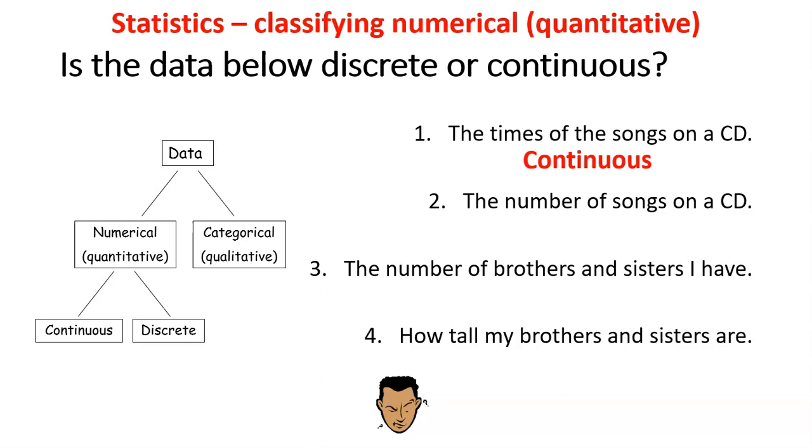Okay. The number of songs on a CD. Now, the number of songs on a CD is going to be discrete because it's either going to be 10, 5, 6, however many. It's a fixed number of songs on a CD.